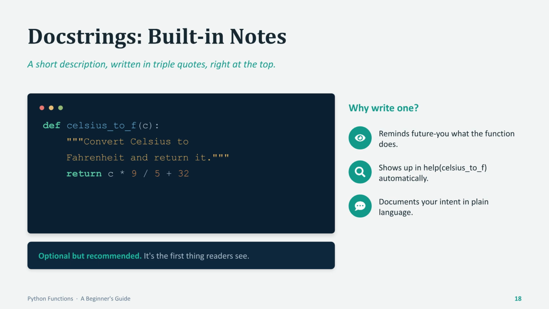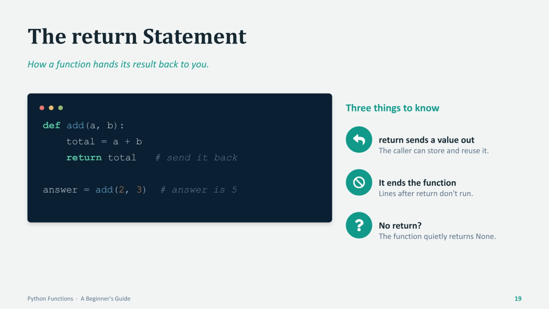your result. Docstrings are a great way to include built-in notes within your code. Written in triple quotes at the top, they remind you what the function does and can be accessed automatically by help functions. The return statement is how your function hands data back to the caller. Remember, it sends a value out, ends the function immediately, and if omitted, your function will quietly return None.